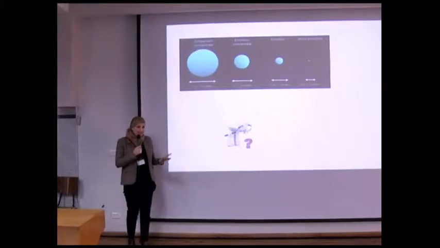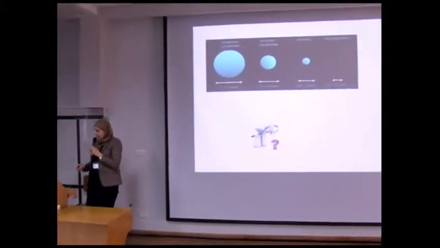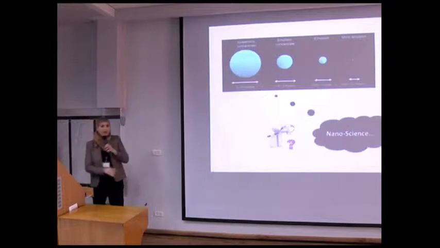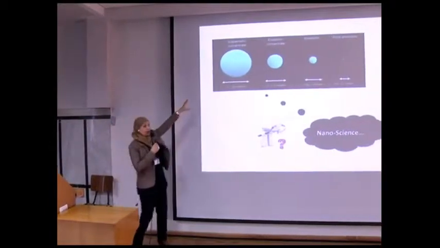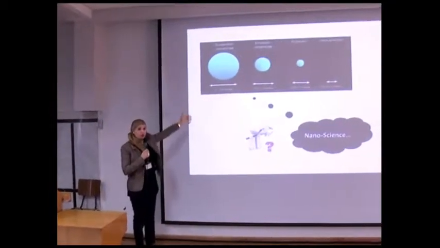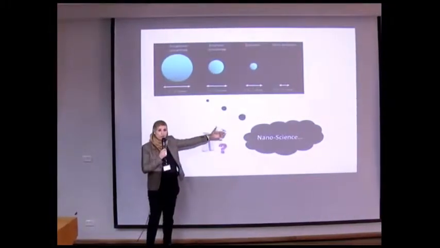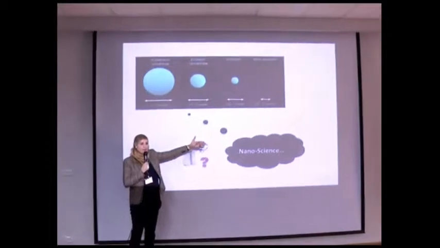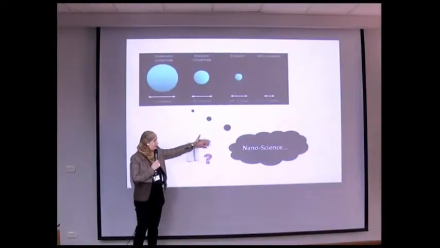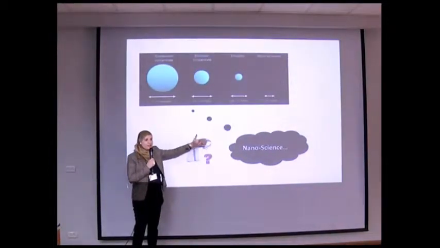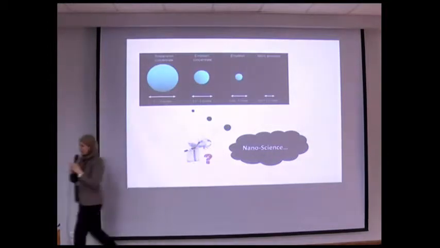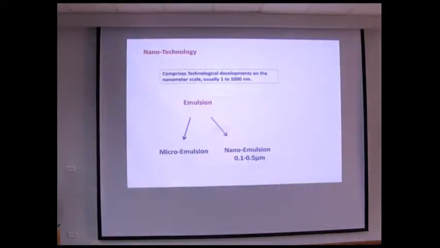The answer is yes, because if we succeed to reduce the size of the spherical structures from micro to nanometer scales, we are now getting into the field of nanoscience. Why is it important? Because nanotechnology, what does that mean, nanotechnology?